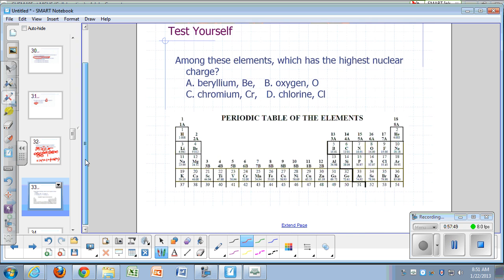Okay, let's see if you remember what we meant by nuclear charge. Of these elements, which has the highest nuclear charge? Beryllium, oxygen, chromium, or chlorine?